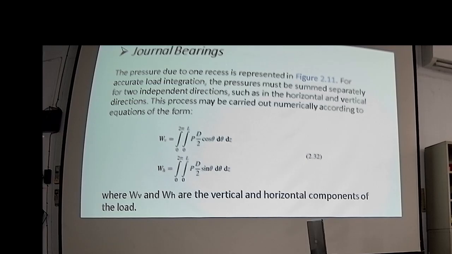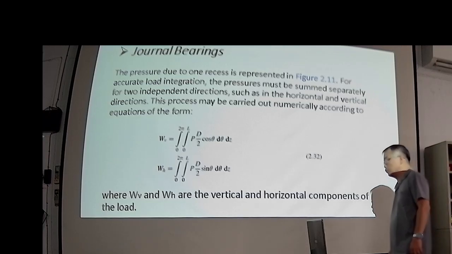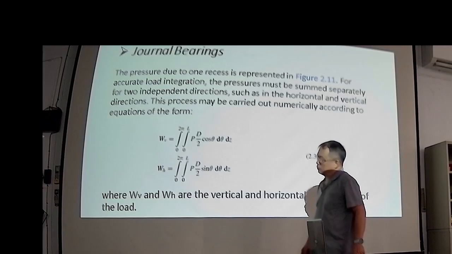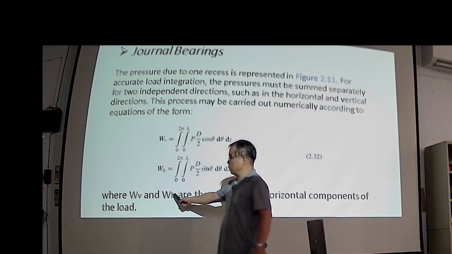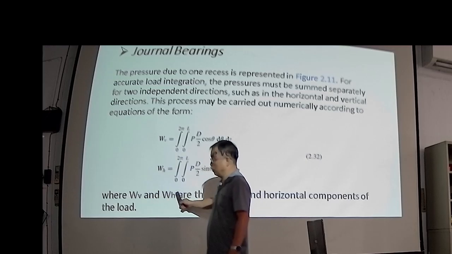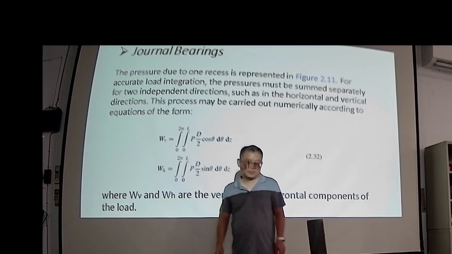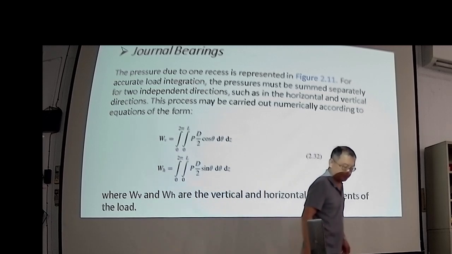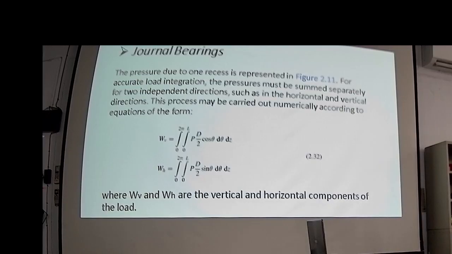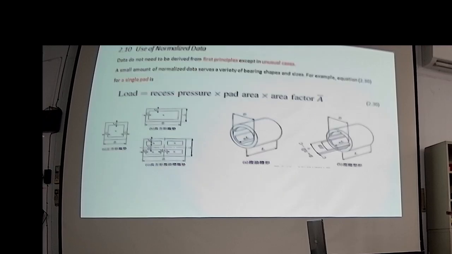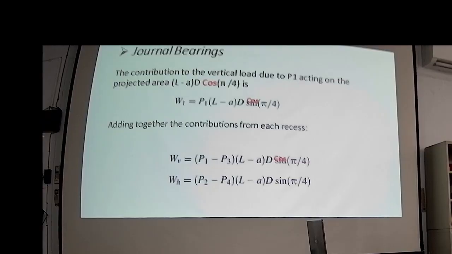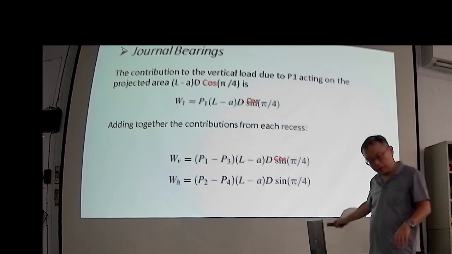So this is the load capacity for the journal bearing. So you have the vertical direction load capacity. You have the horizontal direction load capacity. So we have already changed the equation here.